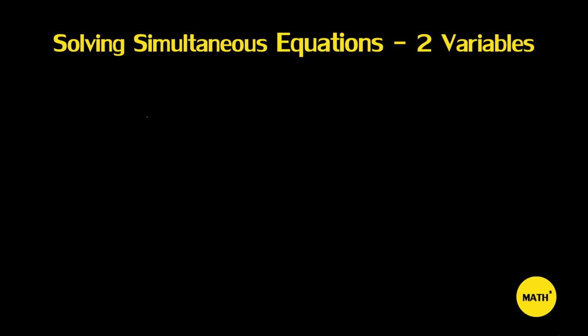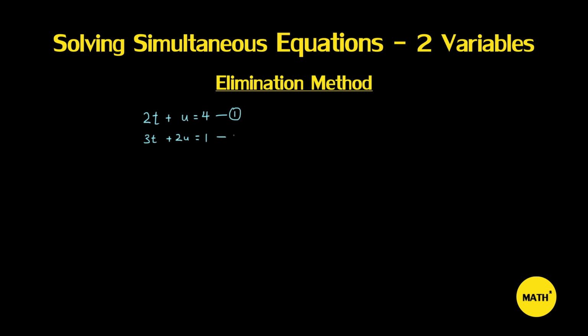First, let us take a look at how we can solve linear simultaneous equations that contain two variables. For example, we have these two equations: 2t plus u equals 4 and 3t plus 2u equals 1. First, I'll demonstrate how these simultaneous equations are solved manually using the elimination method.